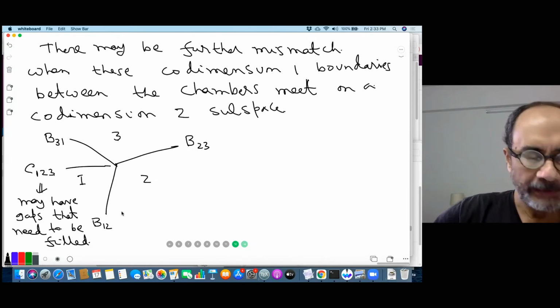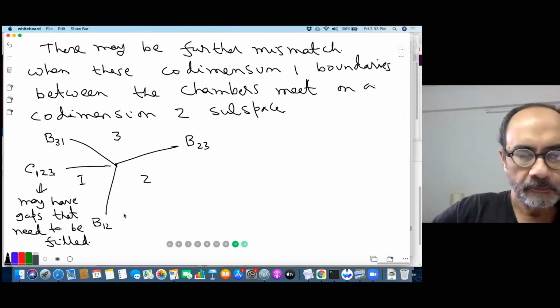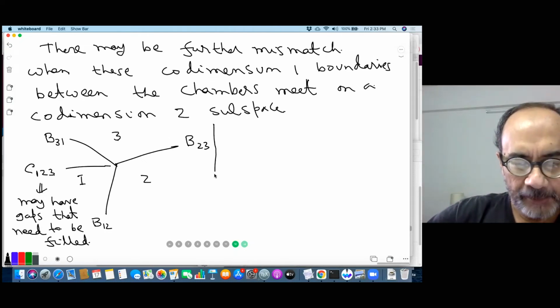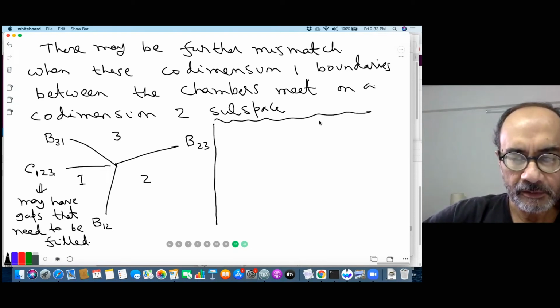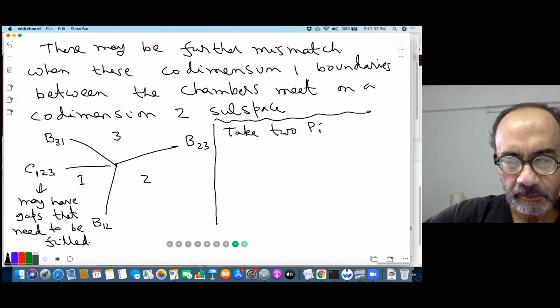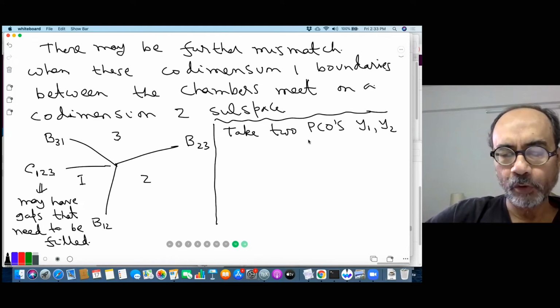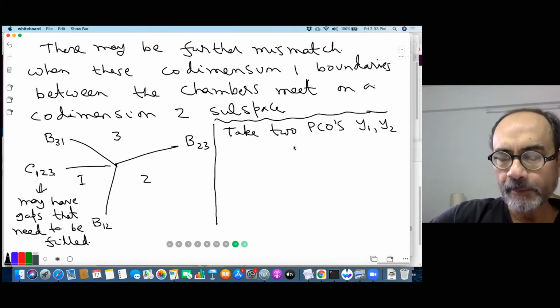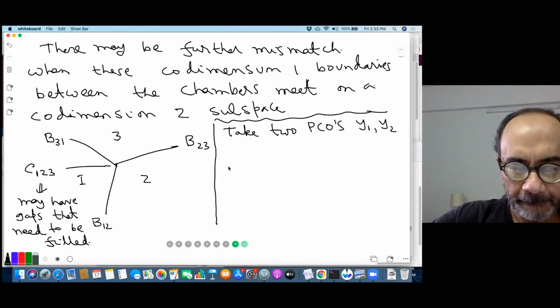And I'll illustrate why this happens. So let's adopt some convention. Let's suppose that there are two PCOs. Take two PCOs. And let's just adopt the convention that when you go across a boundary, you always move the first one first and then the second one. That's the way we'll choose the vertical segment.